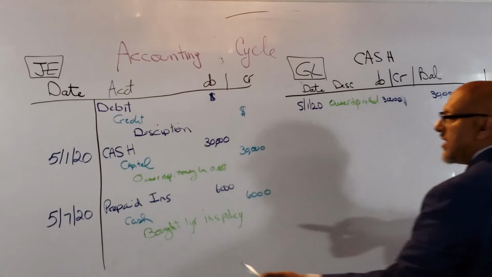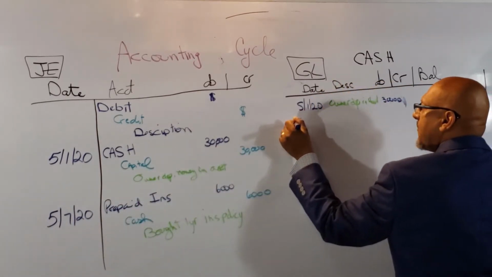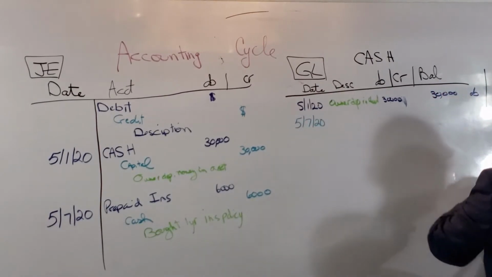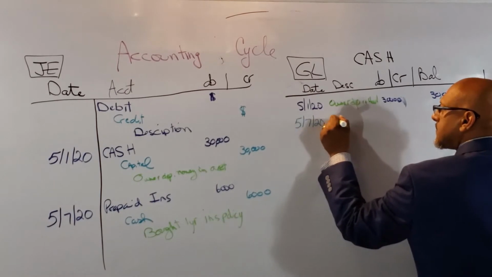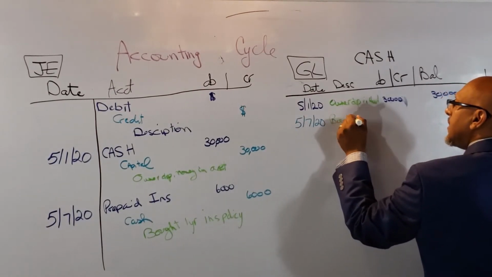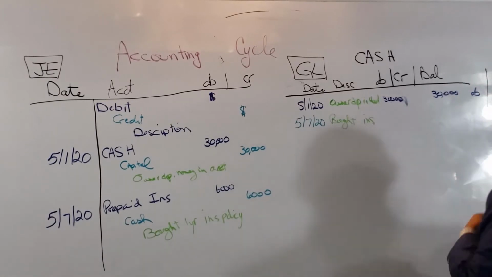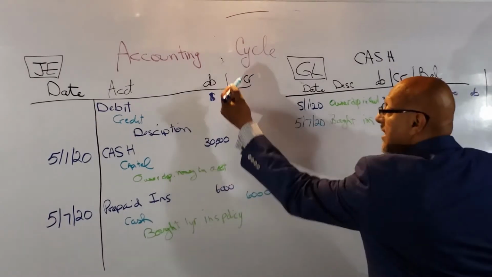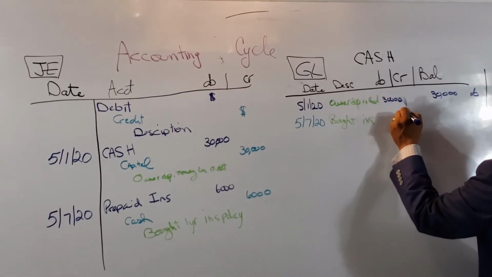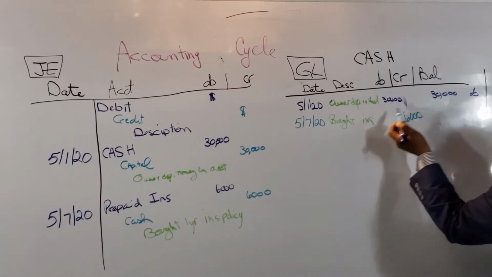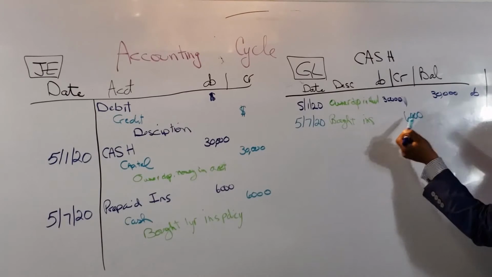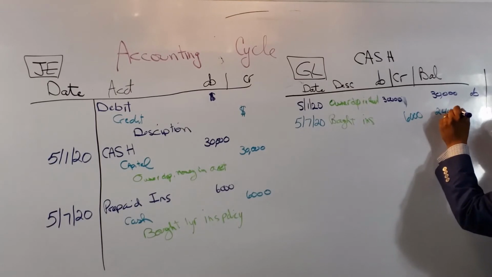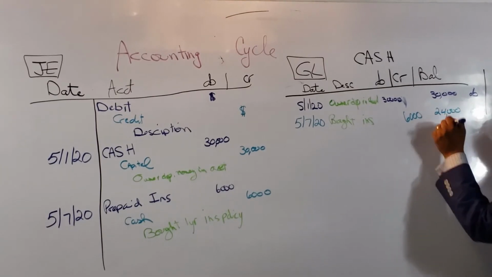The second transaction here is on 5/7. The description is bought insurance. I'm just going to put bought insurance just to make it simple. You would use the same description, but I'm running out of room. This is a credit of 6,000. So that's going under the credit column, 6,000. And the balance is actually 30,000 minus 6 makes it 24,000 debit. We're still at a debit balance.